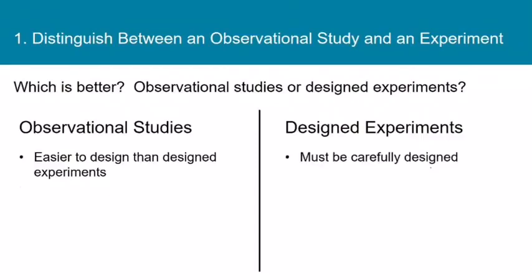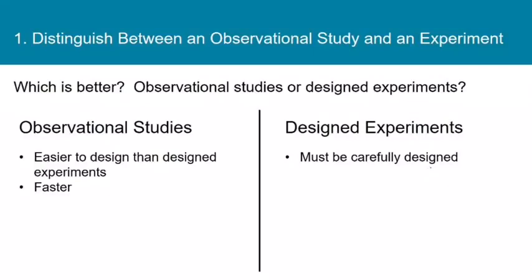Designed experiments must be very carefully designed, and there are a lot of things you have to think about, and which variables you're going to account for and how you're going to set up the groups. We're going to talk about that just a little bit, but you can probably already tell that an observational study is just going to be easier to set up.